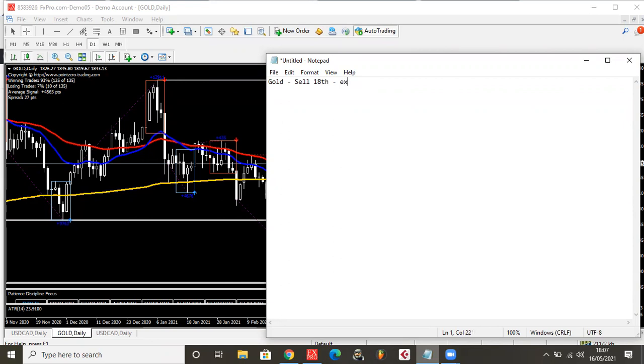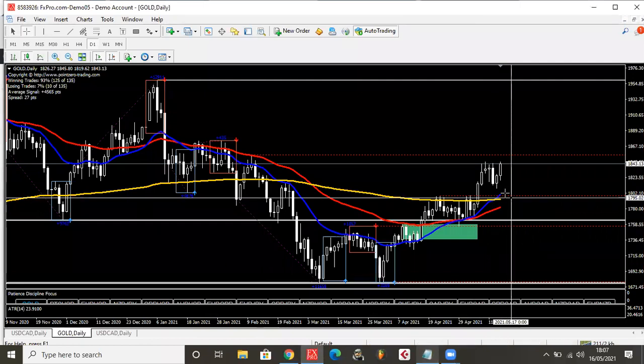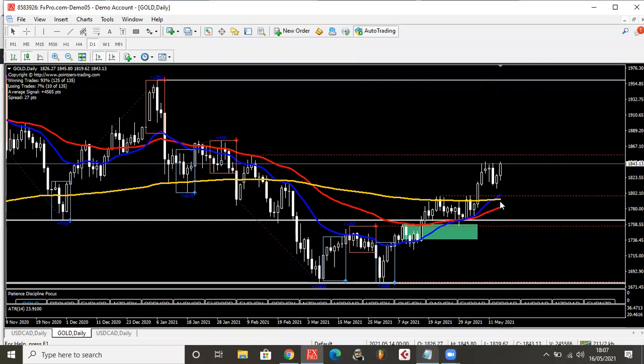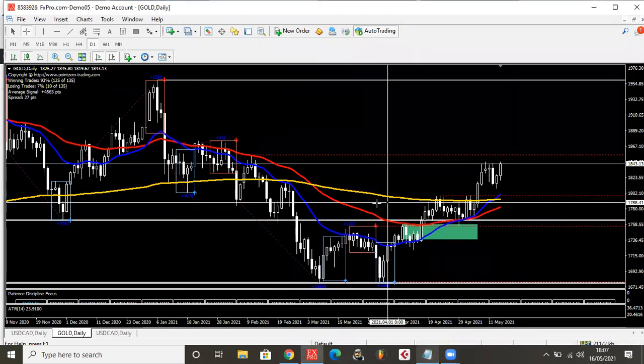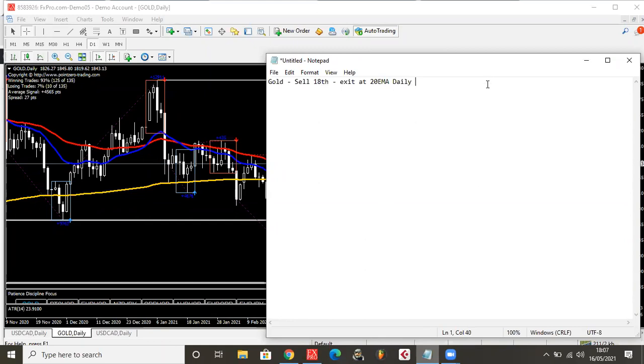We exit probably around the 20 EMA. Most likely the 200, but let's play it safe. Let's go 20 EMA daily. So that's the one for gold. Straight-up analysis, straight bang on.